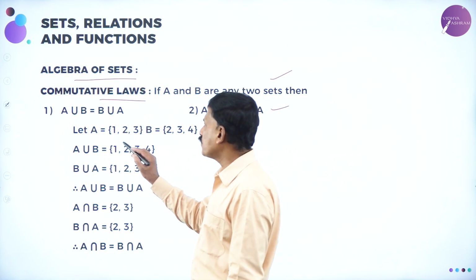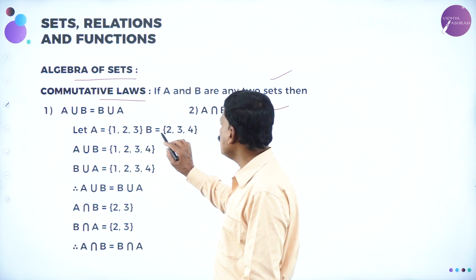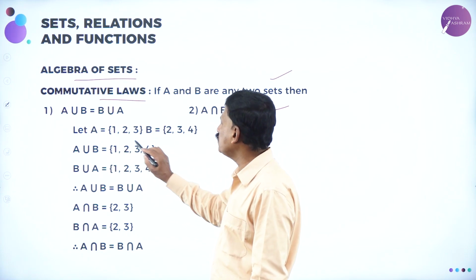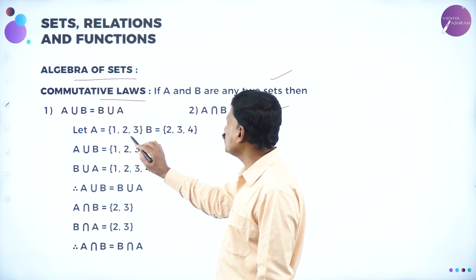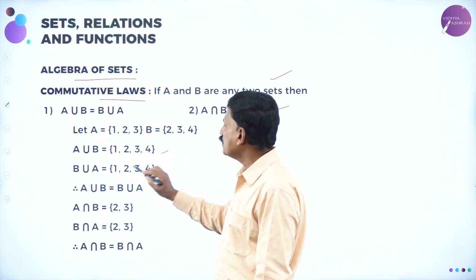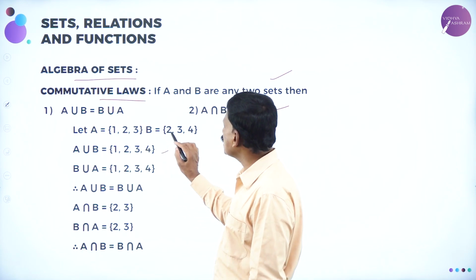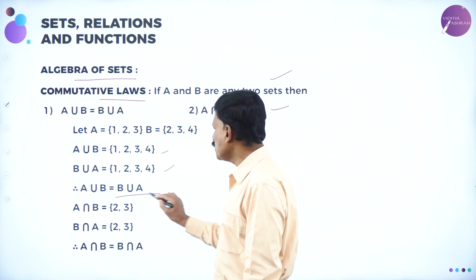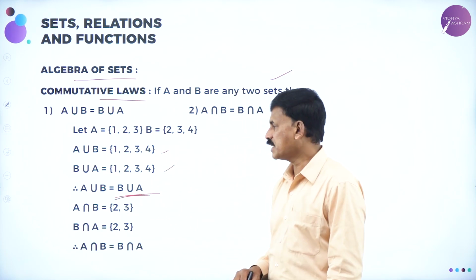Let us consider an example. Let A be equal to 1, 2, 3 and B equal to 2, 3, 4. Then find A union B. A union B is nothing but all the elements 1, 2, 3, 4. And B union A is again 1, 2, 3, 4. So A union B is equal to B union A, right.